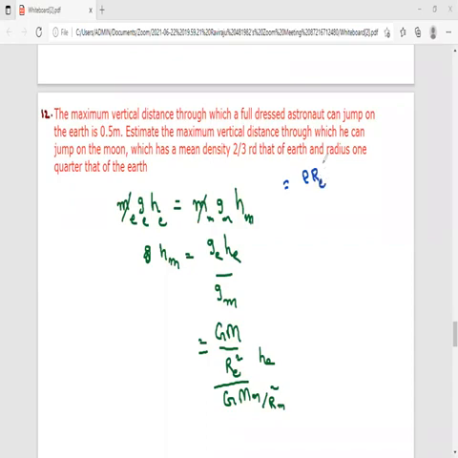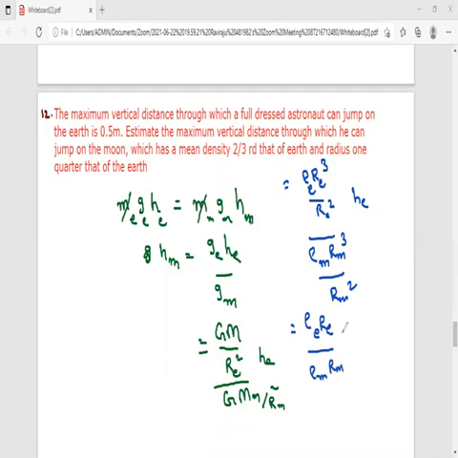Density of Earth into Re cube by Re square is already here. G was cancelled. In terms of mass, here also density of Moon into radius of Moon whole cube by radius of Moon square into what is the remaining one? h e, the value was also given. And here, finally, Re square and Re square get cancelled. Density of Earth into Re by density of Moon into Rm into height in case of Earth.